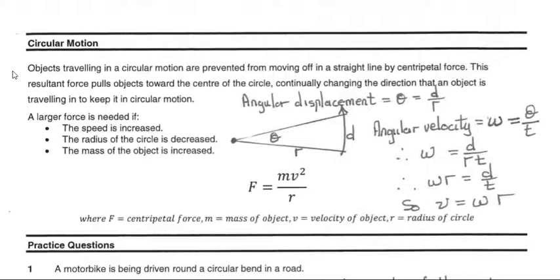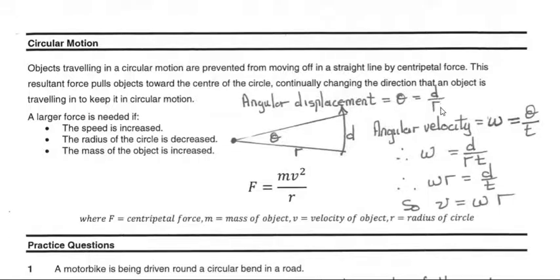A larger force is needed if the speed is increased, the radius of the circle is decreased, or the mass of the object is increased. F, which is the centripetal force, is equal to mv squared over r, m being the mass, v is the linear velocity, and r is the radius of the circle. Angular displacement is measured in degrees or radians.